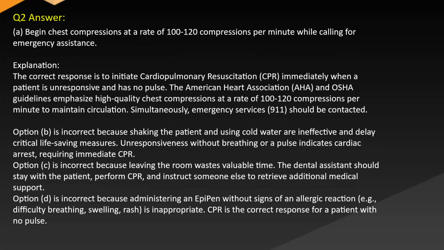Answer. A. Begin chest compressions at a rate of 100-120 compressions per minute while calling for emergency assistance. Explanation. The correct response is to initiate cardiopulmonary resuscitation (CPR) immediately when a patient is unresponsive and has no pulse. The American Heart Association (AHA) and OSHA guidelines emphasize high-quality chest compressions at a rate of 100-120 compressions per minute to maintain circulation. Simultaneously, emergency services (911) should be contacted.